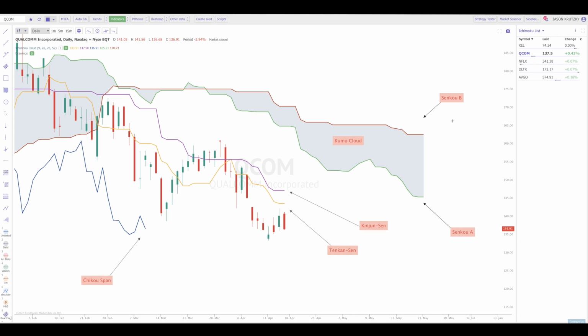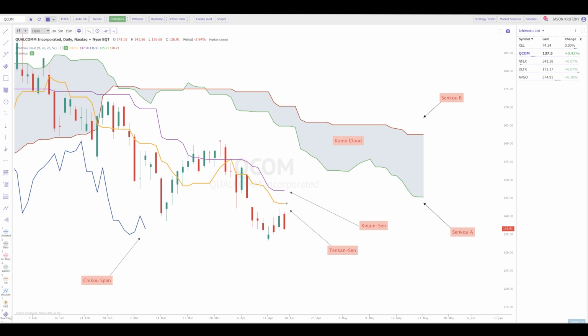Now that we know what each line represents and how it's calculated, let's go over what to look for on the indicator when considering either a long or a short biased trade. If you have a short bias, there are a handful of different signals that we might want to see occurring on the Ichimoku indicator that suggest weakness in the stock. First, we might want to see that the Tenkan Sen line is either crossing down on the Kinjin Sen line or is below it. In this particular case, it's just below it.